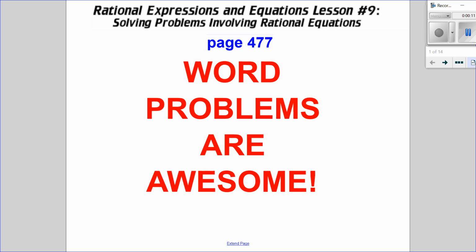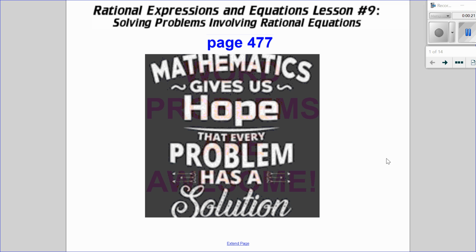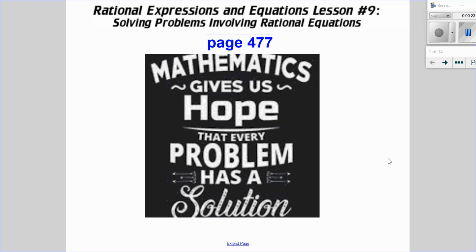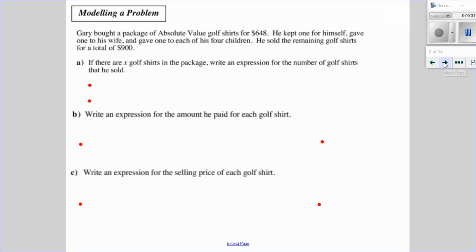Or everybody's favorite, word problems. Now, I hope you agree with me that word problems are awesome. Well, at least I think they are. If you don't think word problems are totally awesome, I hope you will at least agree that mathematics gives us hope that every problem has a solution. So without further ado, let's find some of those solutions in these word problems.